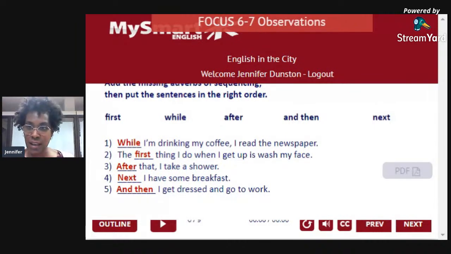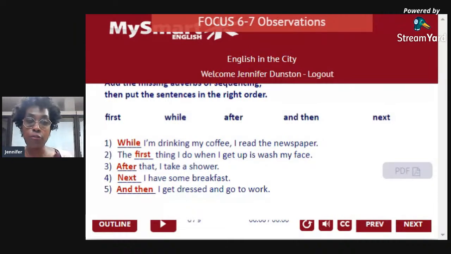Number 4 is next, but I think also and then can be okay. Yes, Elena, these are a sequence of events that are going to go to the next slide. When we do the next slide, we'll see how to order them. But you could use, and then I have some breakfast. It all depends on the sequence that you want to communicate to your listener.